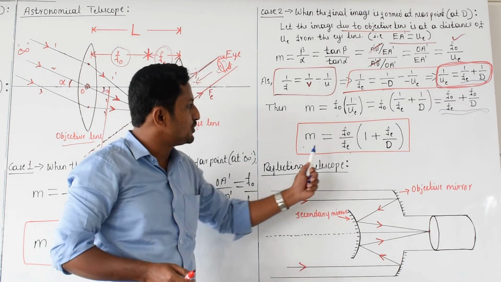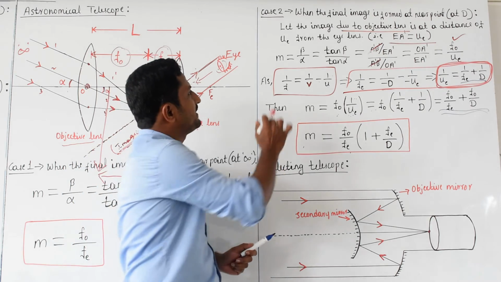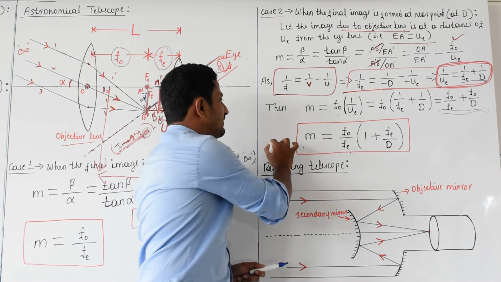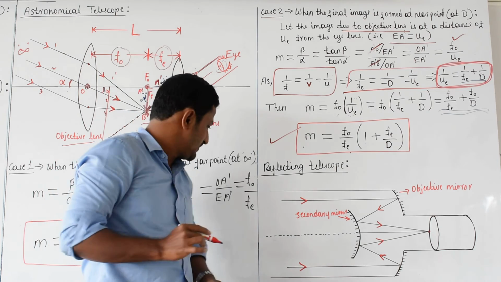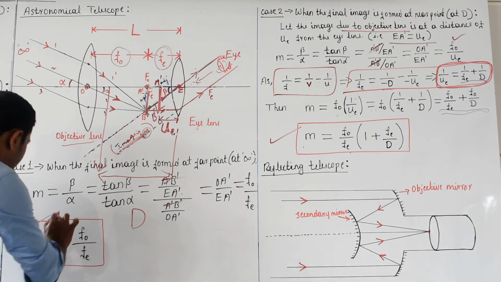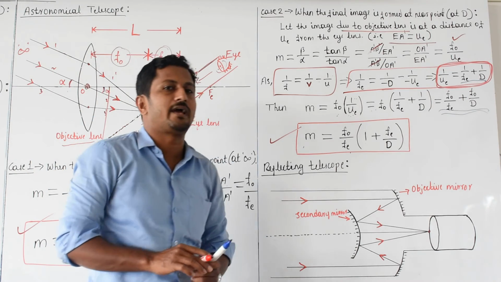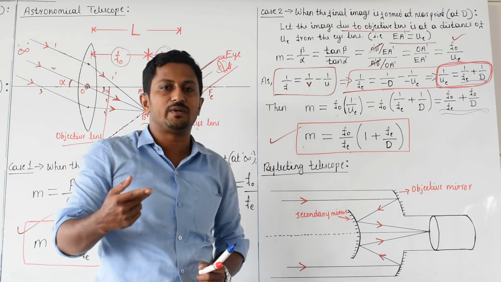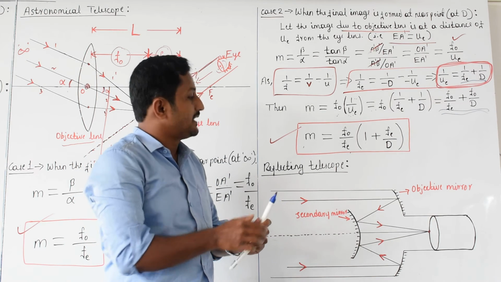So you should know all these things. Very simple. You just should remember the formula when the image is formed at the d point, and when the image is formed at infinity. Okay, these are very helpful when we are solving numericals. Okay, this is about the telescope.